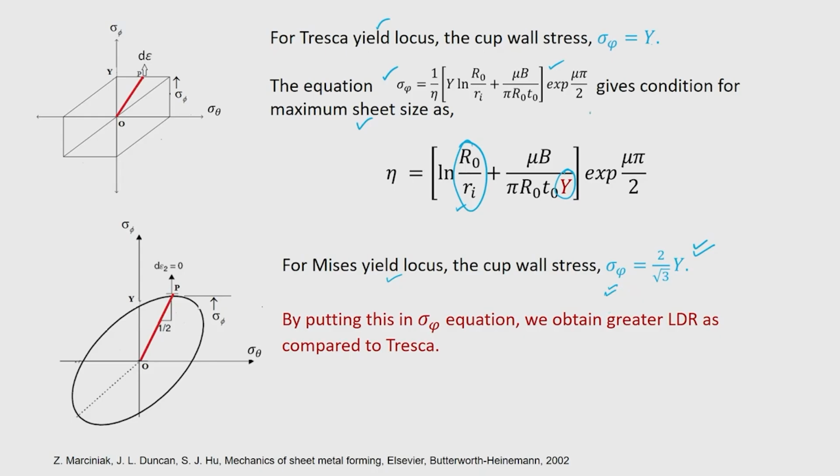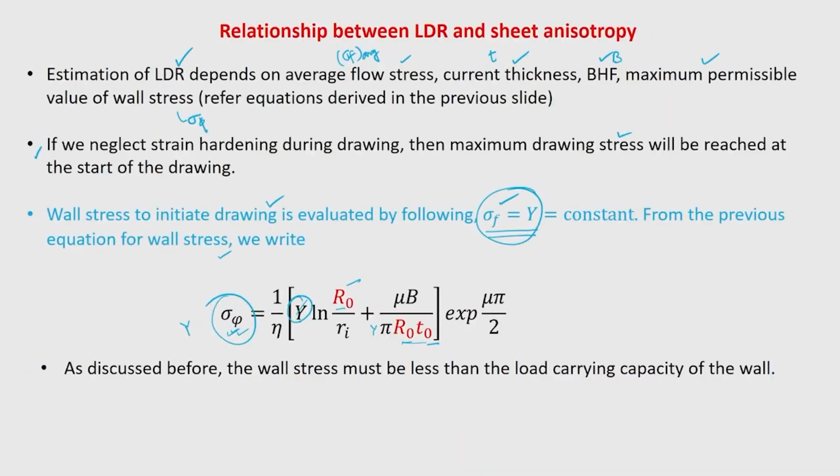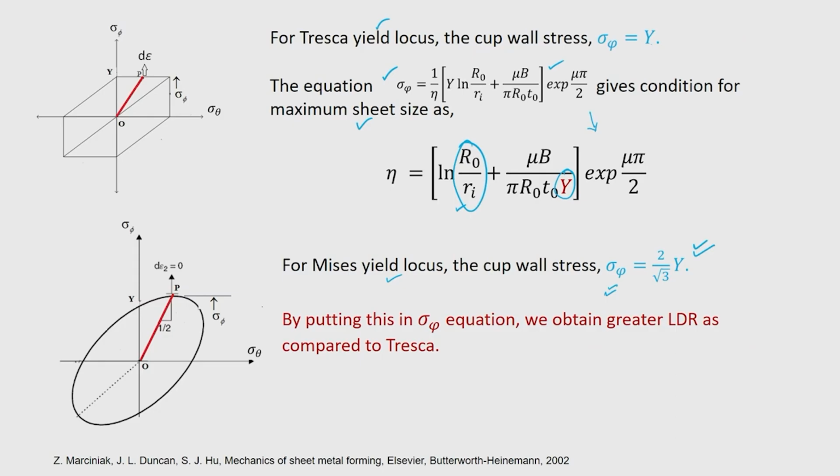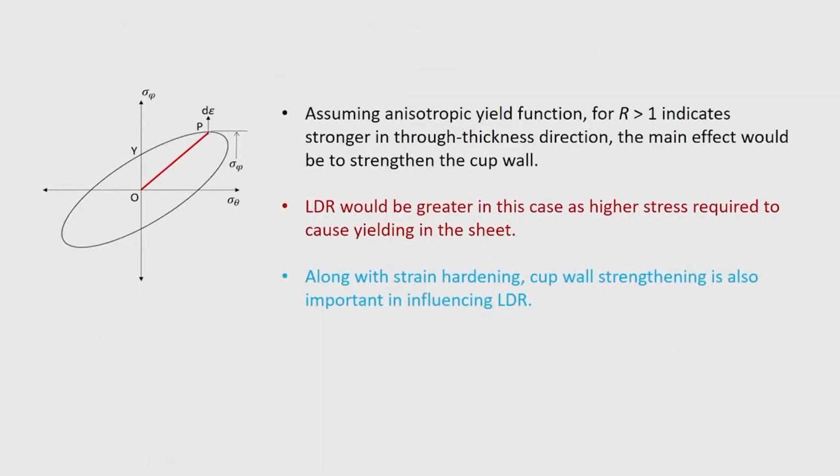So now in the same way like what we have done in the Tresca yield function, you can substitute sigma phi in place of 2 by square root of 3 into Y. Here you can see 2 by square root of 3 into Y if you put, and then you calculate it, you will find out some eta value, and you will see that we obtain a greater LDR as compared to Tresca. I have not worked out here, but you can just check it. We obtain a greater LDR. LDR would be slightly larger when you use von Mises yield function for the same material as compared to Tresca.